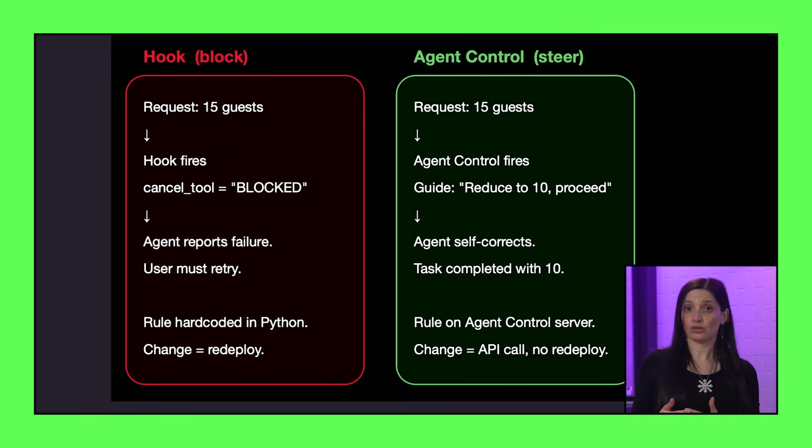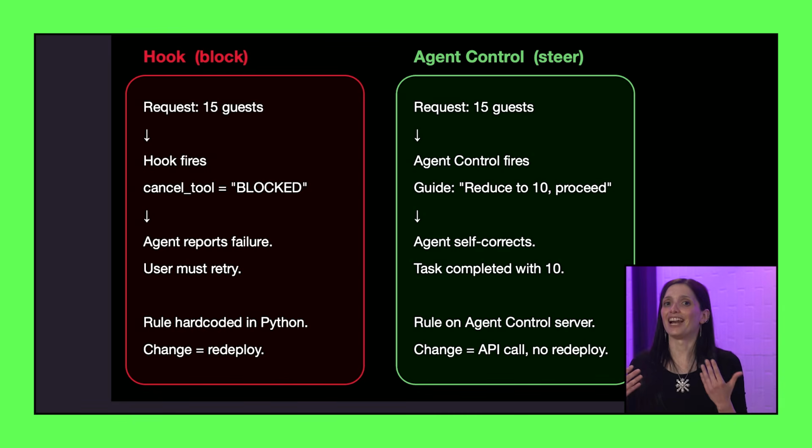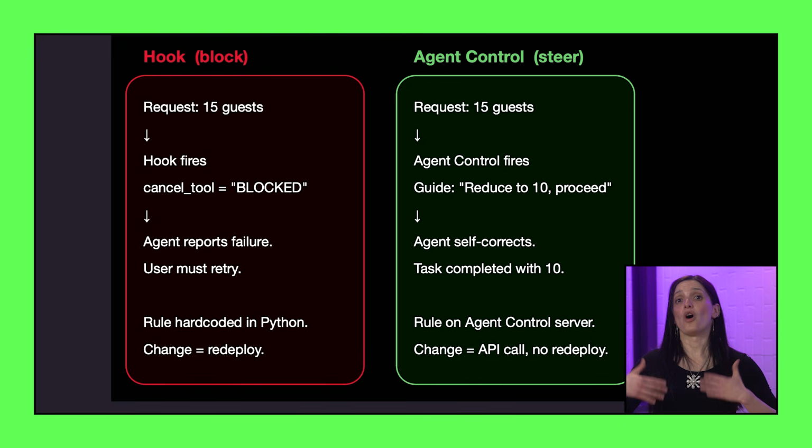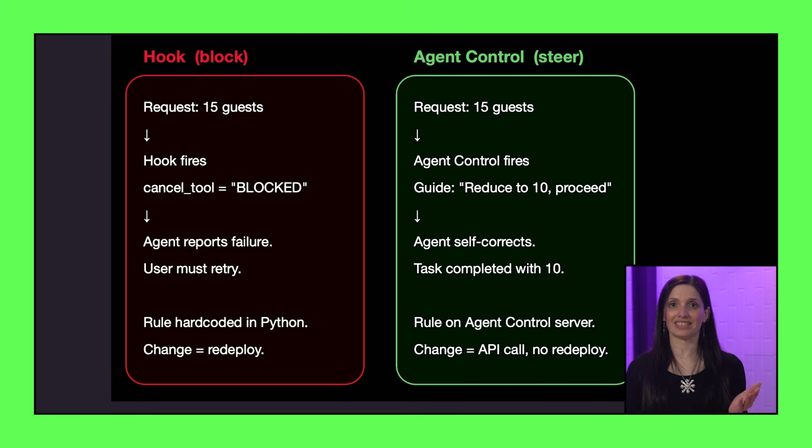With agent control or steering, which is the name of the open source library used here, rules are registered on a local server via API. You only have to update them without touching the AgentCore. The agent picks them up almost immediately. Let me show you that in the code.